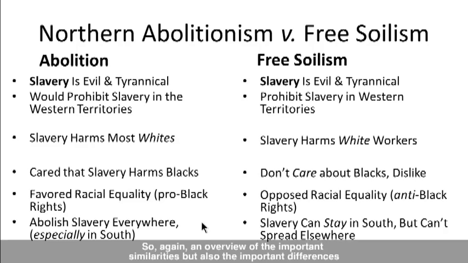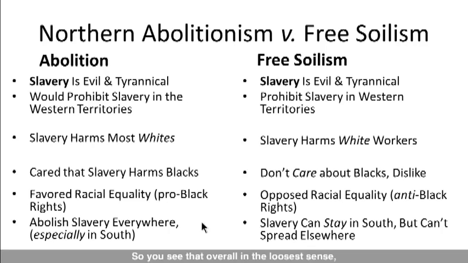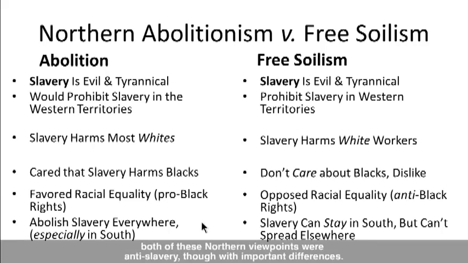So, again, an overview of the important similarities, but also important differences between Northern abolitionism and Northern free soilism, or the political anti-slavery movement. So we can see that overall, in the loosest sense, both of these Northern viewpoints were anti-slavery, though with important differences. They agreed that slavery must be first and foremost prohibited from extending in the Western territories.